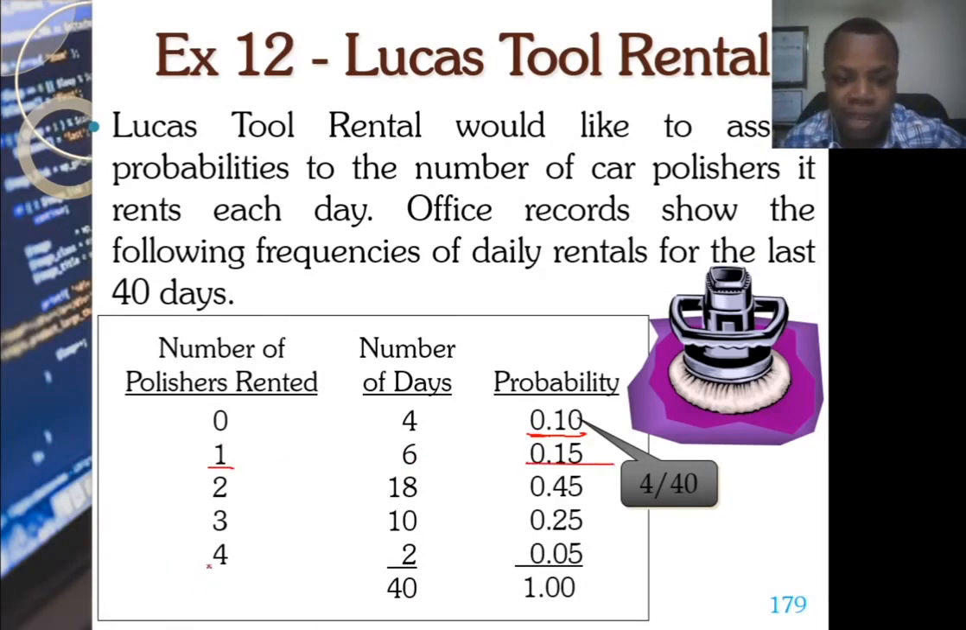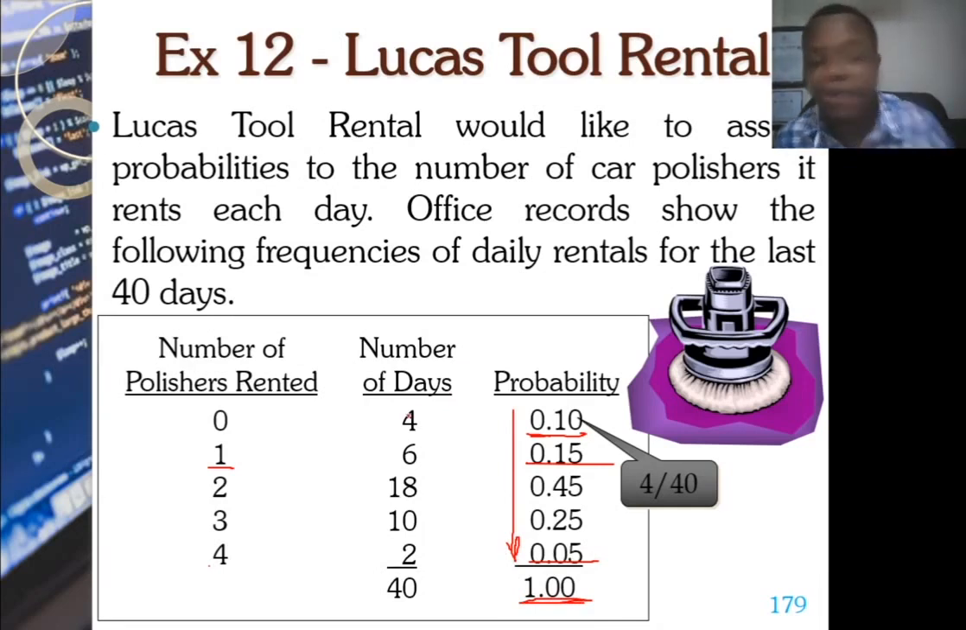Now, we could do the same after we get to the last one, and we are going to get this. Remember that the total sum of the sample space should always give you 1. So with this, we can estimate the probability that any number of car polishers will be rented on any given day.